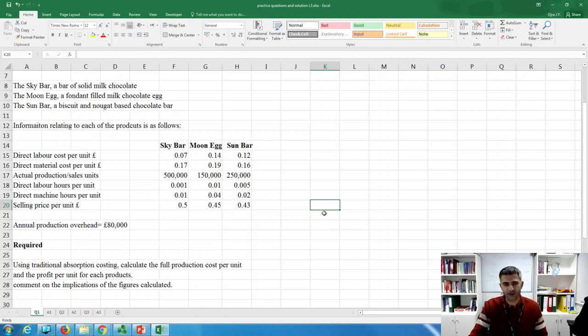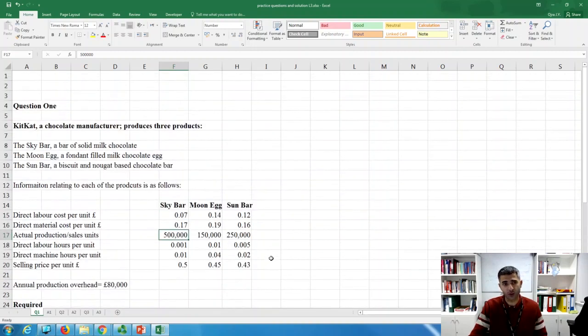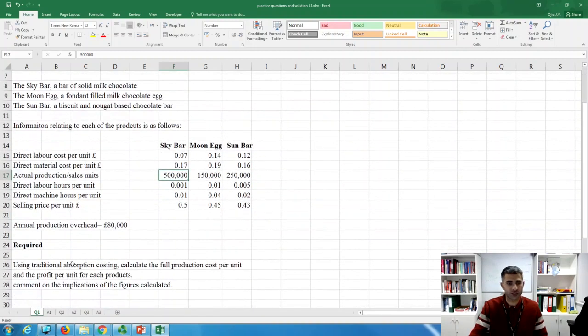Now think about it. £80,000. How can I absorb it into the units, into 500,000 units? How? That's the question. So here in this example, in question number 1, we are using traditional absorption costing. Let's do it.